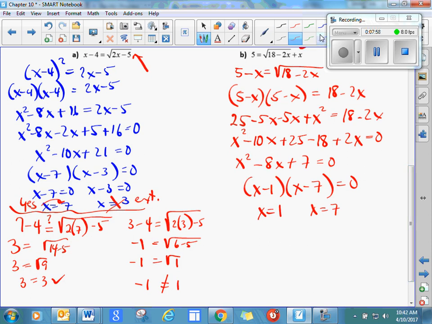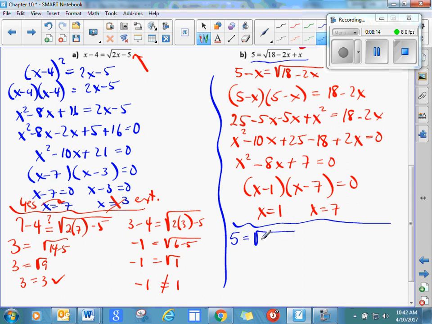So we're going to go back to the original equation, which is this one way back up here at the top, and that's what we're plugging in. So we're going to start with 1 and say, okay, 5 equals the square root of 18 minus 2 times 1, plus 1 on the outside of the radical. So 5 equals square root of 18 minus 2, which is 16, plus 1. 5 equals square root of 16 is 4, plus 1. And this answer looks like it's perfectly fine.